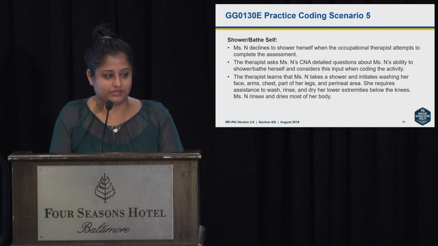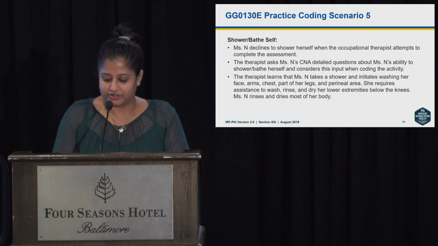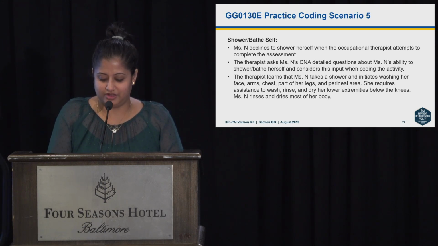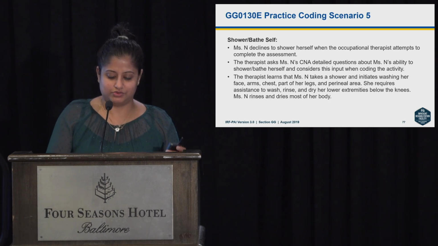So now we have our practice coding scenario for GG0130E. Ms. N declines to shower herself when the occupational therapist attempts to complete the assessment. The therapist asks Ms. N's CNA detailed questions about Ms. N's ability to shower and bathe herself and considers this input when coding the activity. The therapist learns that Ms. N takes a shower and initiates washing her face, arms, chest, part of her legs, and perineal area. She requires assistance to wash, rinse, and dry her lower extremities below the knees. Ms. N rinses and dries most of her body.